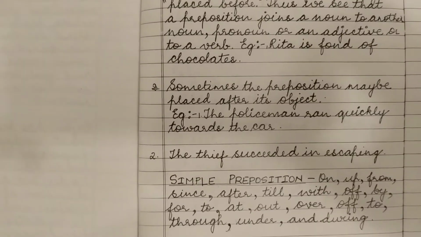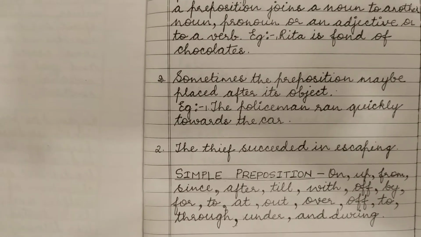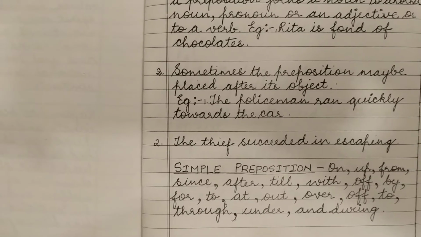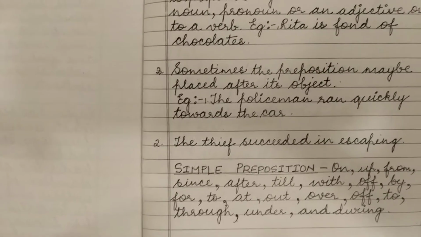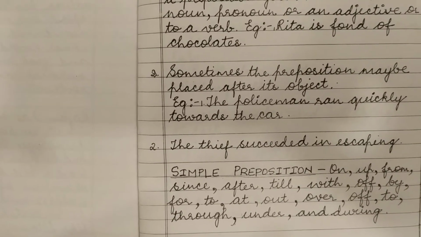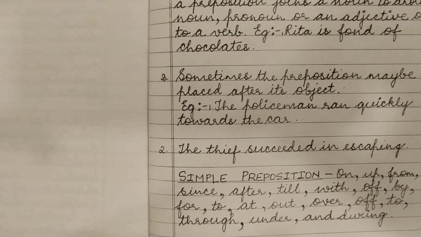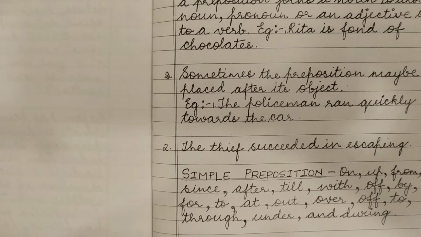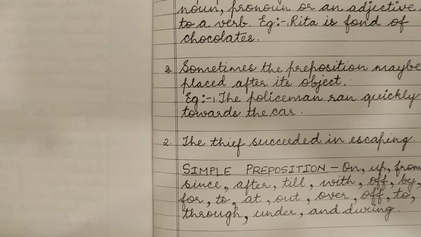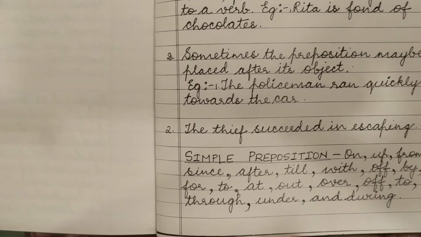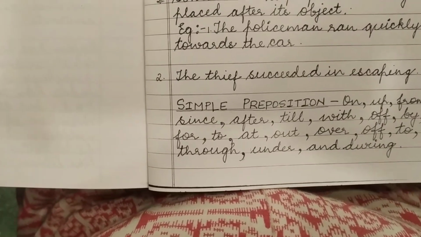Sometimes the preposition may be placed after its object. Example: the policeman ran quickly towards the car. In this sentence, towards becomes your preposition, and if we see, it's placed after its object. The thief succeeded in escaping. Now there are two kinds of prepositions.